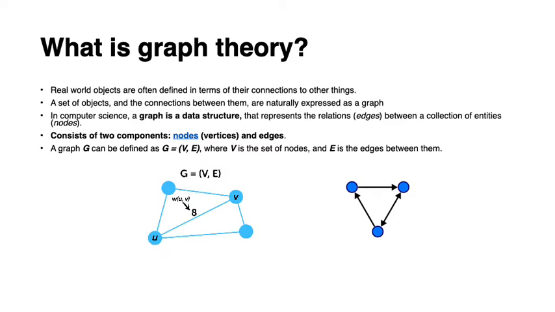graph theory. As mentioned earlier, real world objects are often defined in terms of their connections with other things. So a set of objects and connections between them are naturally expressed as a graph. In computer science, a graph is a data structure that represents relations or edges between collections of entities or nodes, and it consists of two components, nodes or vertices, and edges. Here a node represents the objects or entities and an edge represents the relations. Mathematically, a graph can be defined as G equal to (V, E). Here V is the set of nodes and E is the edges between them.